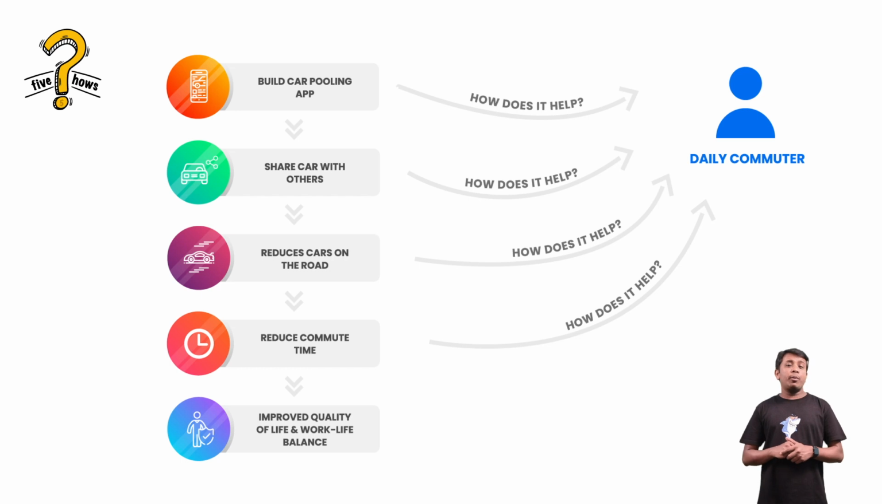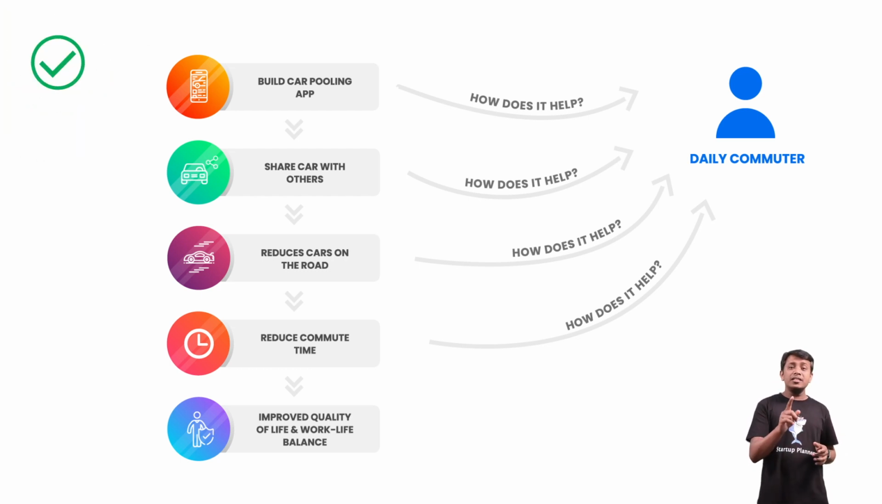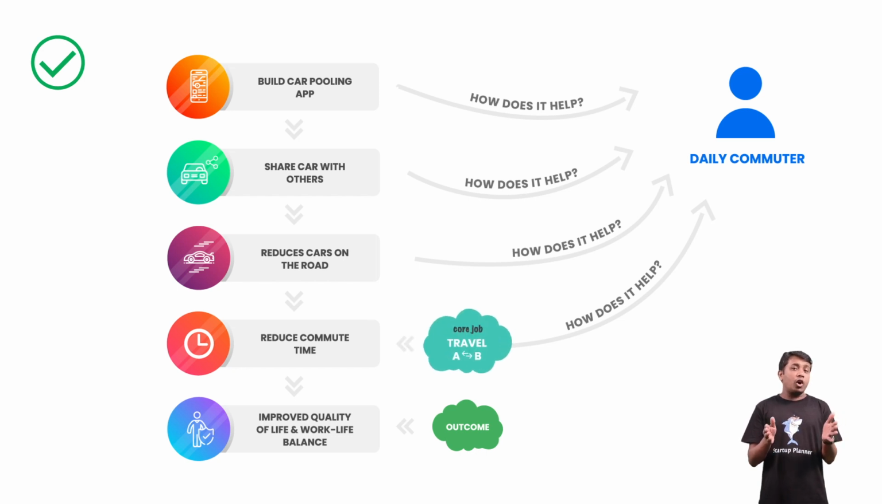Let's take some data points from the answers that we got for the 5 Hows. The last answer that we got is the outcome that we are trying to achieve using our product. The work-life balance due to reduced commute time is the outcome. The job that the end users are doing in the context of the product that we are building is traveling from point A to point B. And the pain that we are trying to solve is the higher commute time.